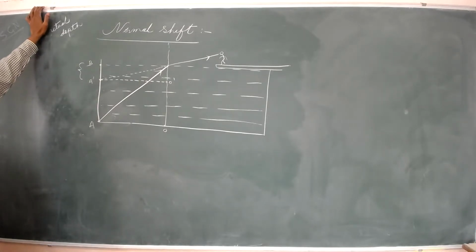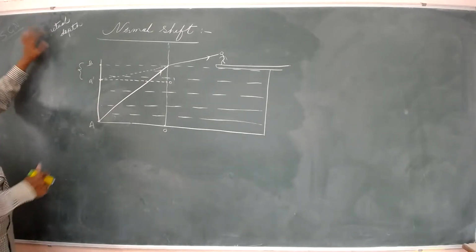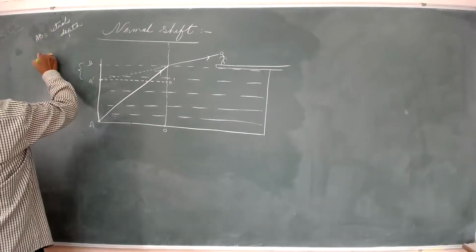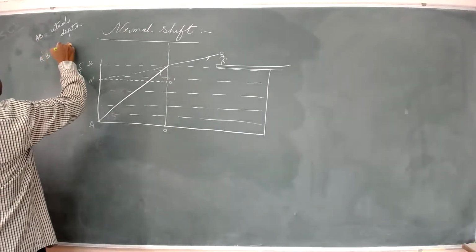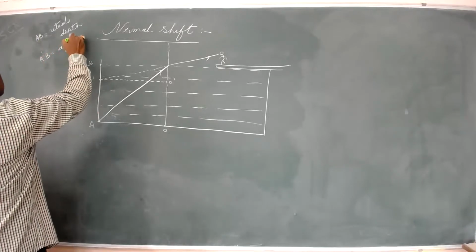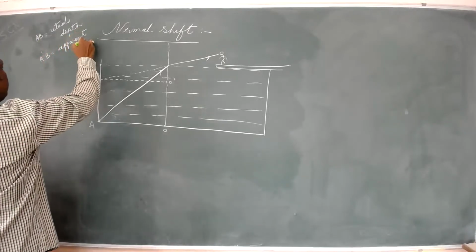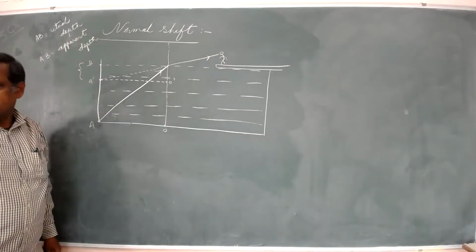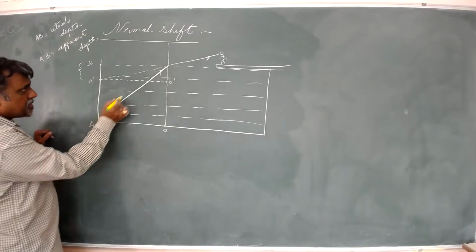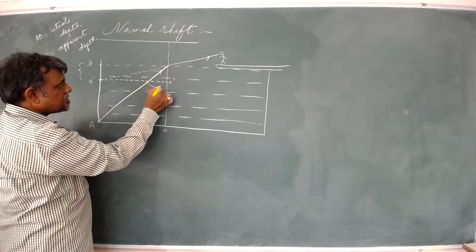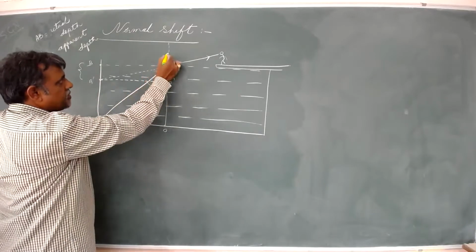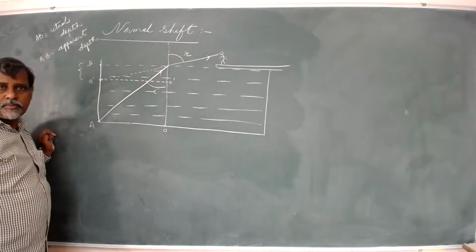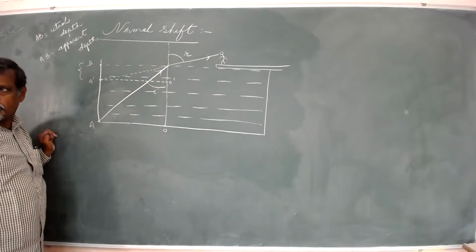Understood? Okay, so the observer will feel that A dash B. So this is AB, which is the actual depth. A dash B is the apparent depth. Now the light is passing like this. And what is this? This becomes the angle of incidence. And what is this? This becomes the angle of refraction. Got it? Yes or no?